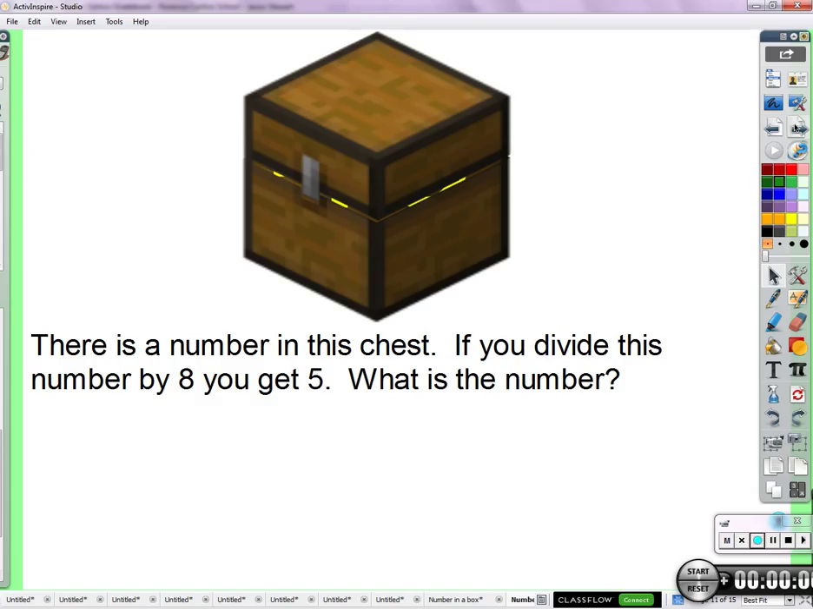If we divide this number by 8, we get 5. Let's write the equation. X, cover the box, divided by 8 equals 5. So this number needs to be kind of a big-ish number, because you can divide it by 8 and wind up at 5. Is it big enough to be divided by 8 and get 5?